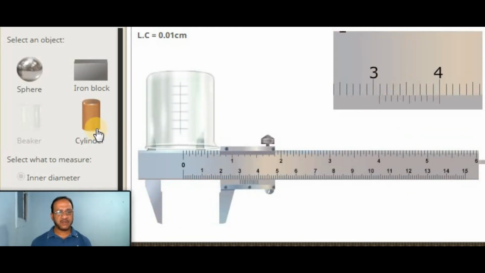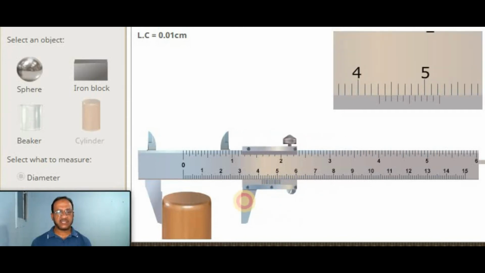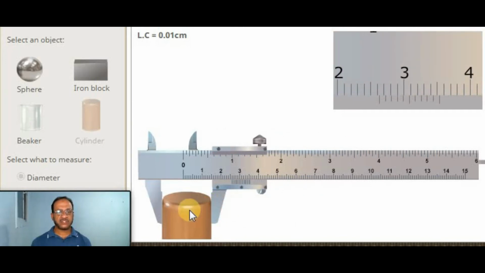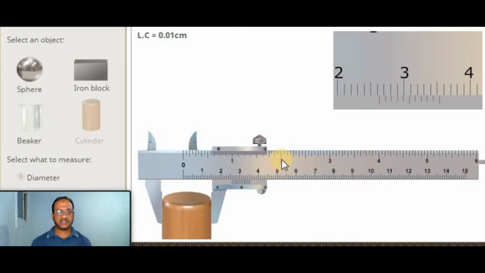Now the next experiment, we will find the volume of the cylinder. Volume of the cylinder, the same way. First of all, we need to find the diameter of the cylinder. For that, the cylinder is kept between the jaws at the bottom. Okay, keep it tight and take the readings.